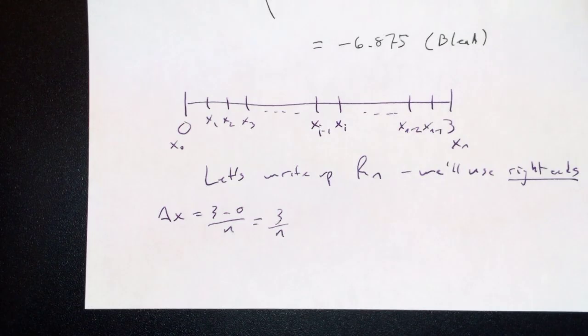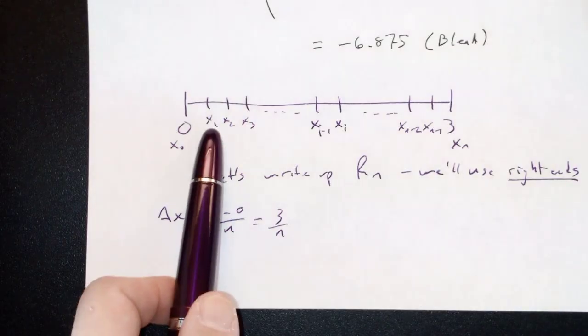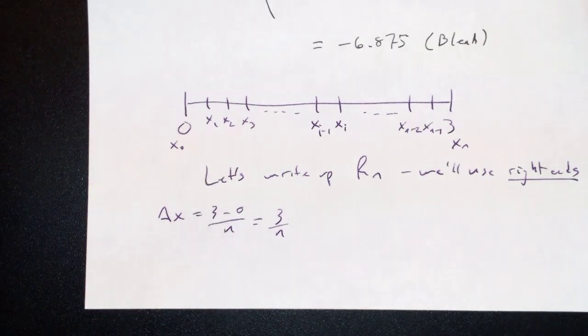Now, look at that first subinterval all the way over there on the left. The right endpoint is x1. So x1 star is the same as x1. The second interval, the same thing is true. x2 star is x2. x3 star is x3. So xi star will be xi.